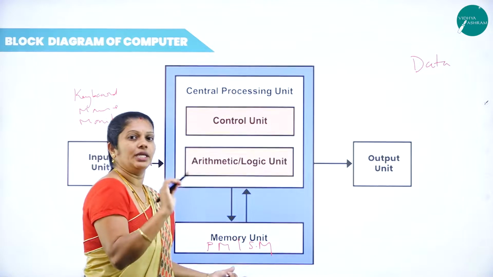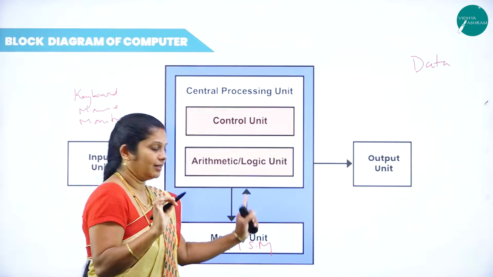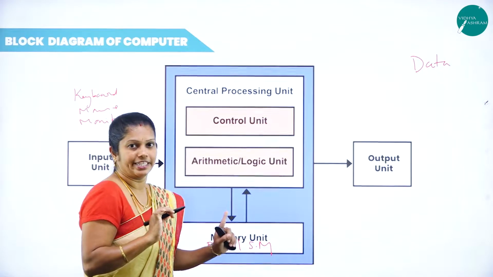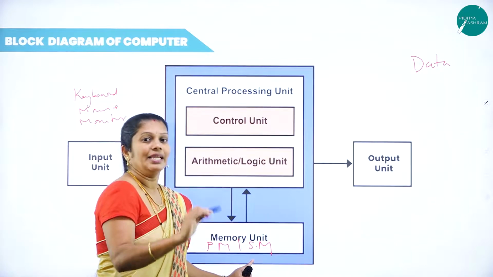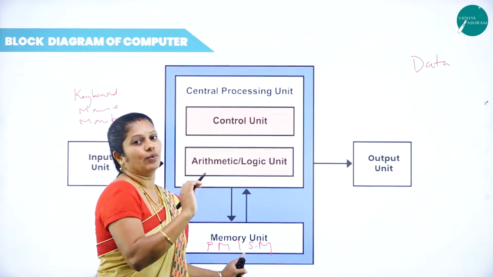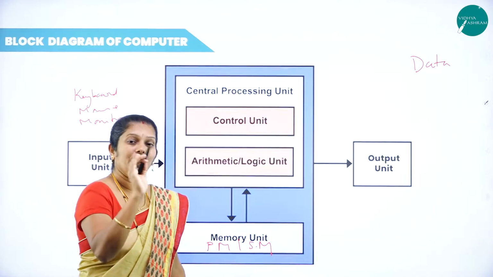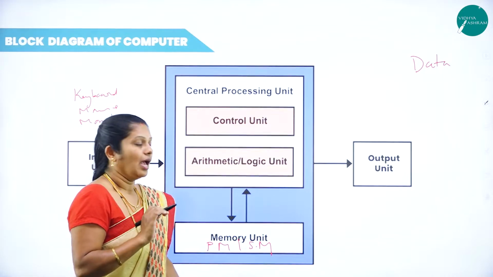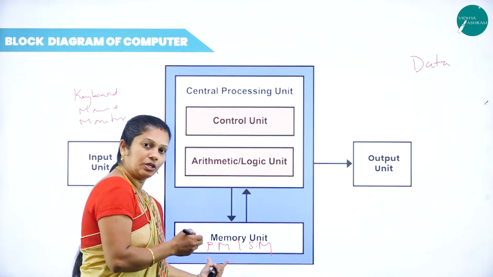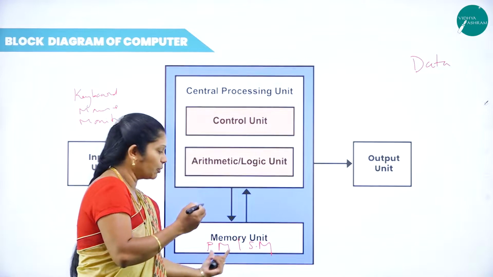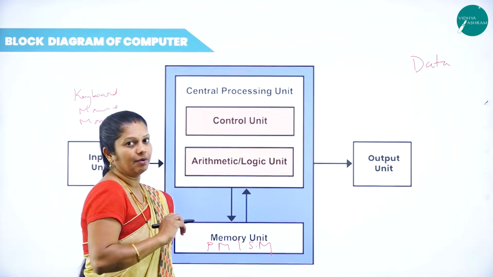This memory unit is mainly used for storage purposes. In this we have two types, primary memory and secondary memory. Primary memory stores data temporarily, but it is very fast. Whereas secondary memory stores the data which are permanent by nature. When I perform any operation, first it will be stored in primary memory. When I save the program, the program or data will be stored on the secondary memory.